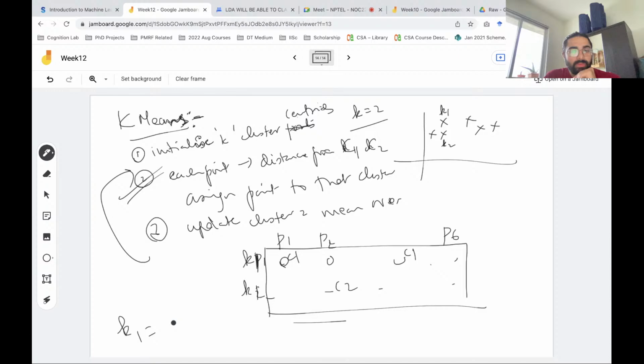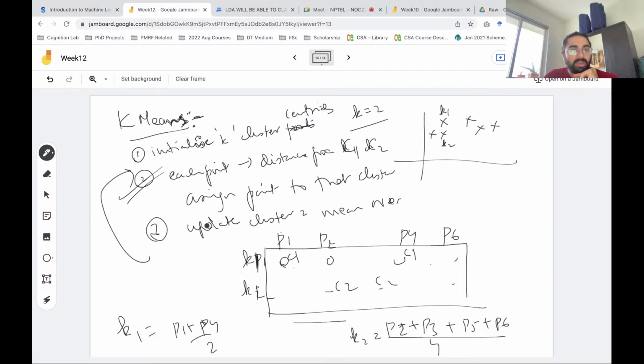Once you have assigned points to some cluster, let's say P1 was assigned to cluster 1 and P4 was assigned to cluster 1, and the remaining were all assigned to cluster 2. Your new centroid, that is your new K1, is going to be (P1 plus P4) by 2. And K2 will be equal to (P2 plus P3 plus P5 plus P6) by 4, because it is the mean over these points. We do this for both coordinates, the mean over each coordinate, and then you have your new cluster centroids.